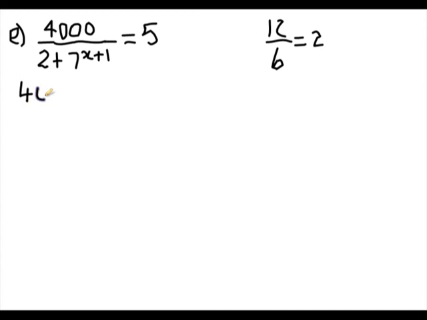okay? 4,000 equal 5 times 5 times 2. Okay, 2. This is 2, right? 5 times 2.